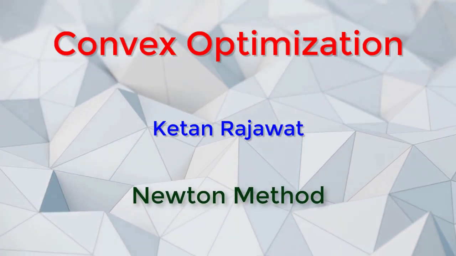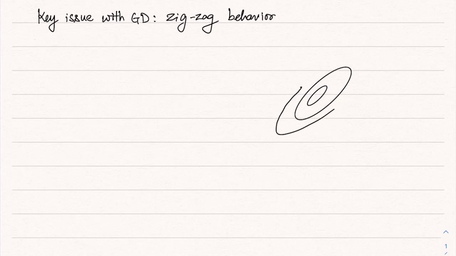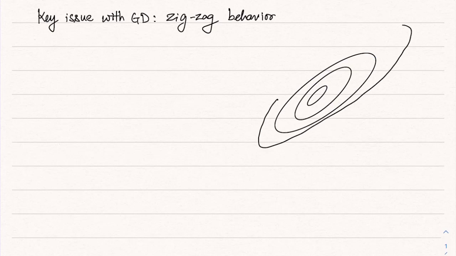We look at a key issue that happens with gradient descent, namely the zigzag behavior that it exhibits, which really slows down its performance. So if we draw a contour plot, consider a function which has a contour plot which is very stretched out. That would be a very skewed function, which means that it would be very steep along one of the axes and very flat along the other axis.